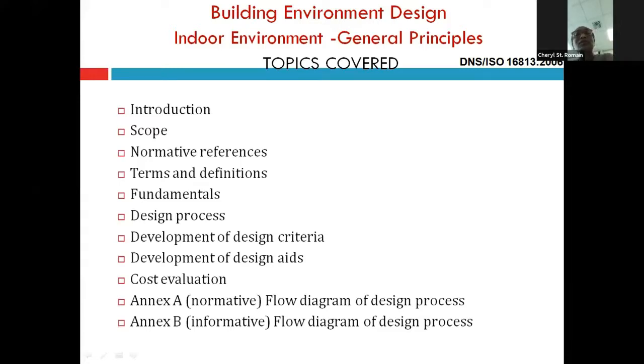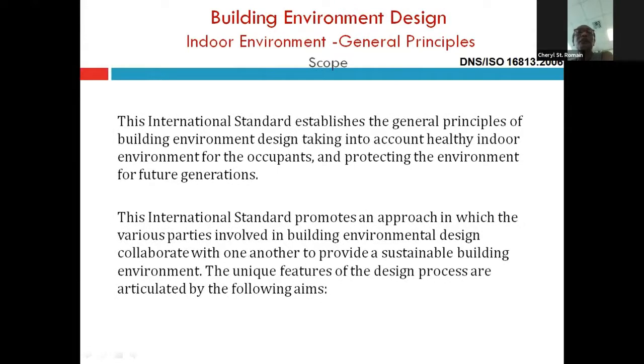As was the process before established, the first standard covers the introduction, the scope, normative references, terms and definitions, fundamental design processes, development of design criteria, development of design aids, cost evaluation, and the 2 annexes, which look at the normative and informative flow diagrams and design process. The scope: this international standard establishes the general principles of building environment design, taking into account a healthy indoor environment for the occupants and protecting the environment for future generations.